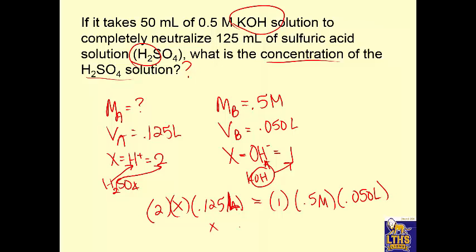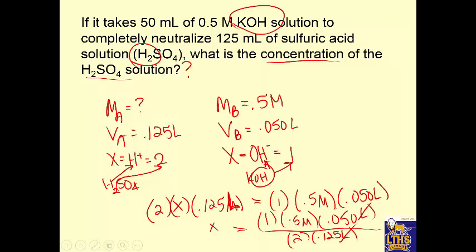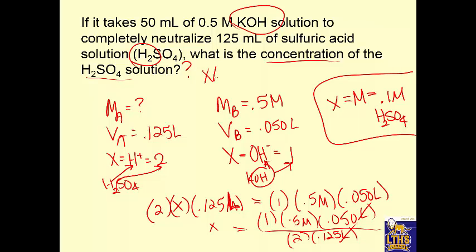Okay, this time we're solving for MA. So we can take 1 times 0.5 molar times 0.050 liters divided by 2 times 0.125 liters. Oh, look, liters cancel out. You're left with molarity equals 0.1 molar H2SO4. All right, so remember this formula, X MA VA equals X MB VB, and the X's are H plus for acid and OH minus for base, however many there are.